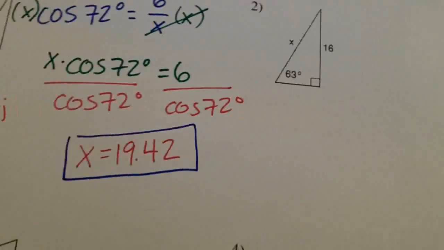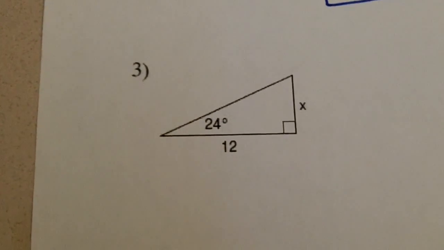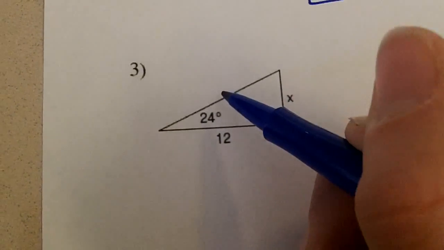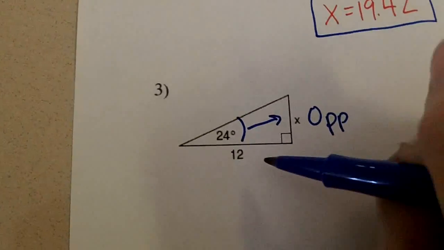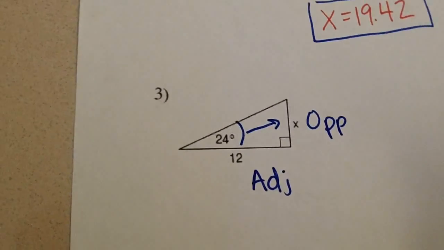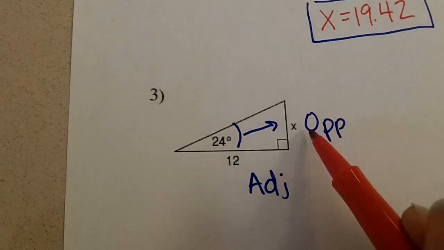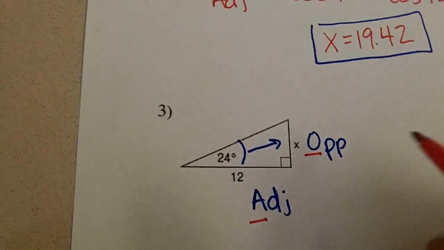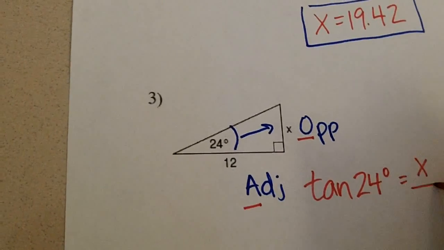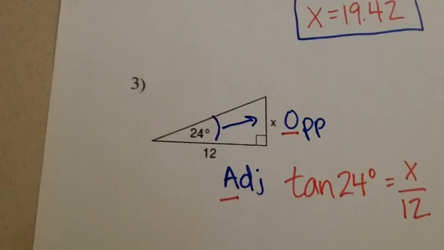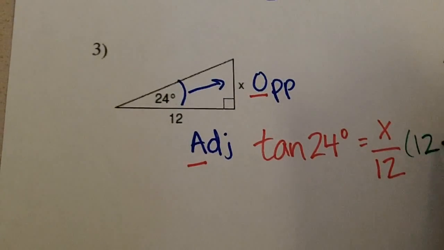One more example. Let's look at number 3. In this triangle, x with respect to this angle is the opposite side. 12 is the adjacent side. So if you look at your notes from earlier, we need to use tangent because that's the ratio of the opposite side over the adjacent. So the tangent of 24 degrees is equal to x over 12. To solve this, you multiply both sides by 12.